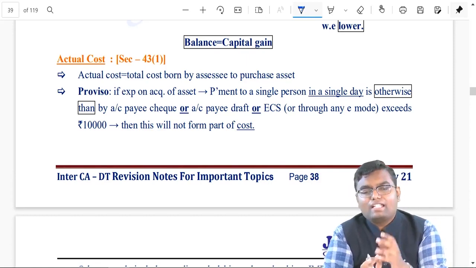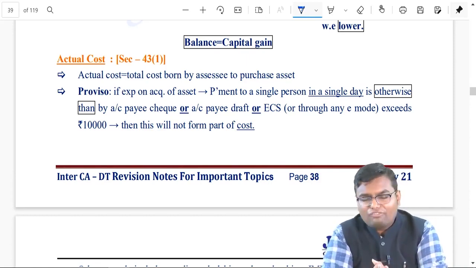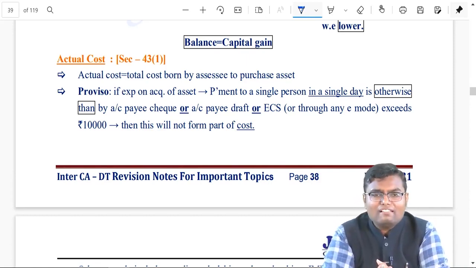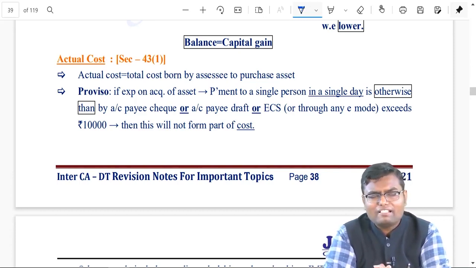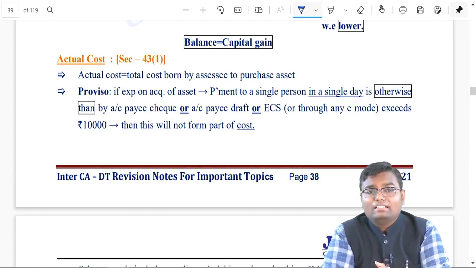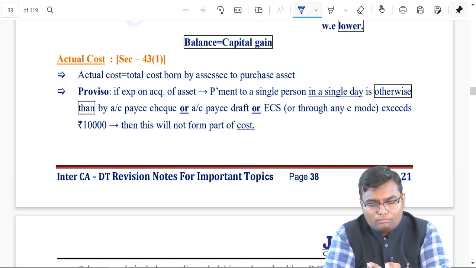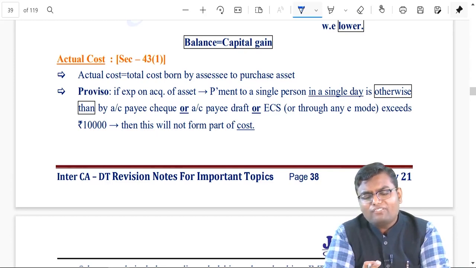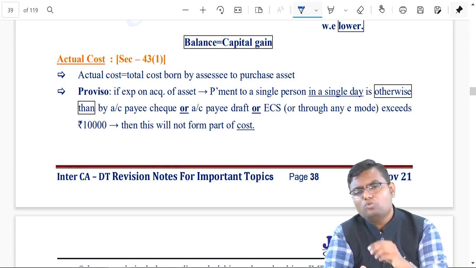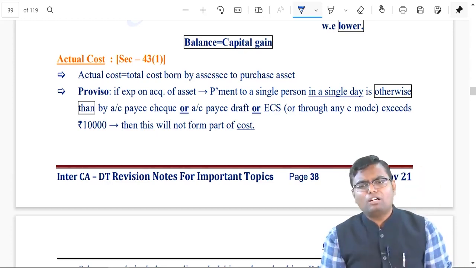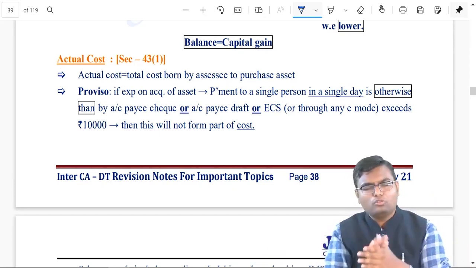Otherwise than by account payee cheque, account payee draft, electronic clearing system ECS, or other electronic mode, Paytm, GPay, credit card, debit card, net banking, etc., then that actual cost you cannot add to your depreciation, you cannot add into your block. Means by account payee cheque, account payee draft, ECS, other electronic mode, you can do n number of transactions for n number of amounts, no problem, we will add it into our block.